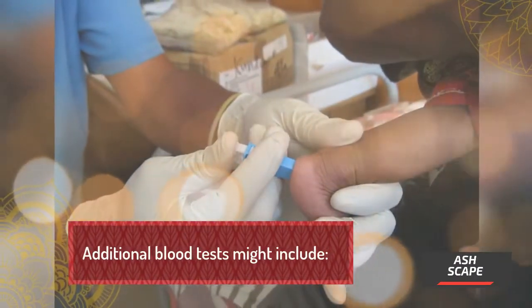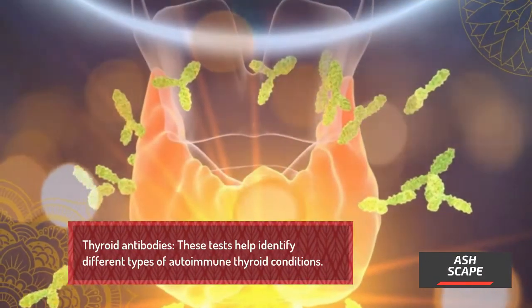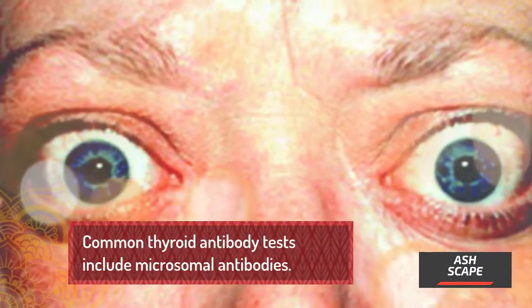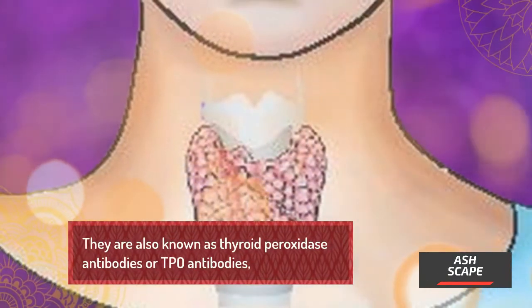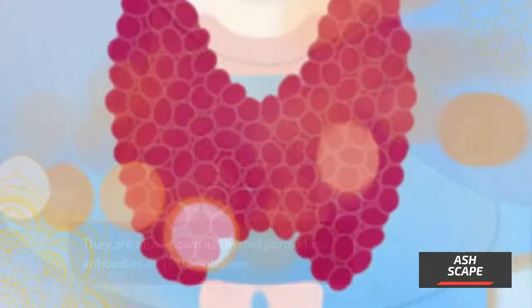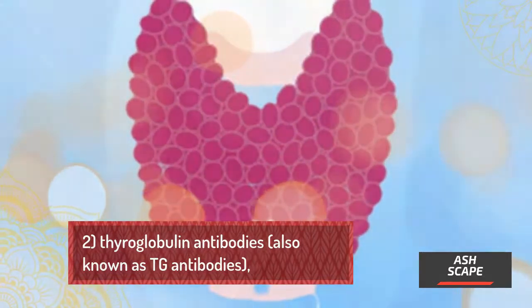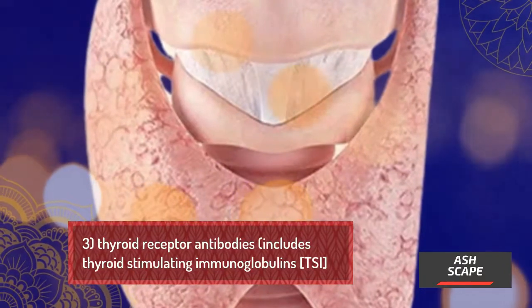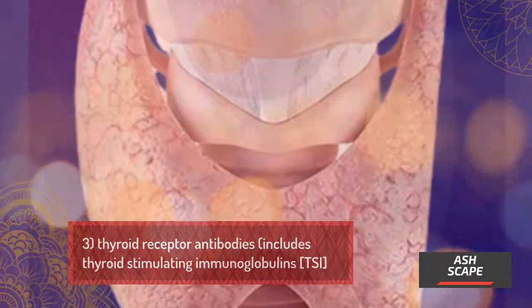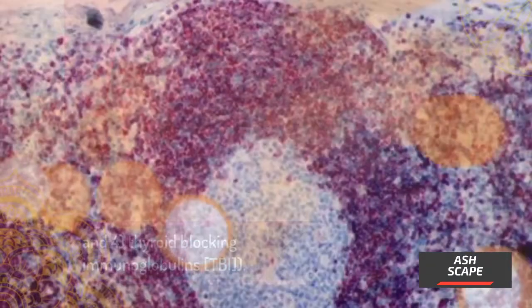Additional blood tests might include thyroid antibodies. These tests help identify different types of autoimmune thyroid conditions. Common thyroid antibody tests include 1. Microsomal antibodies, also known as thyroid peroxidase antibodies or TPO antibodies. 2. Thyroglobulin antibodies, also known as TG antibodies. 3. Thyroid receptor antibodies, which include thyroid stimulating immunoglobulins, TSI. And 4. Thyroid blocking immunoglobulins, TBI.